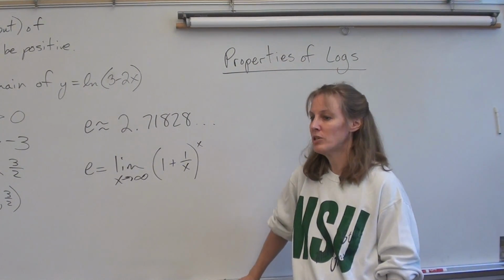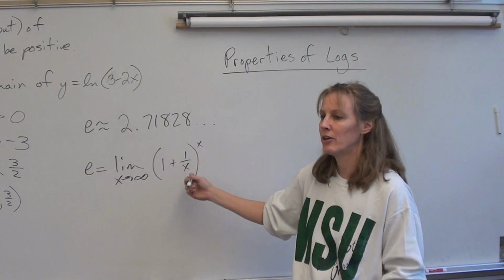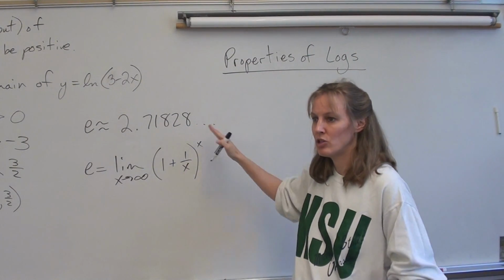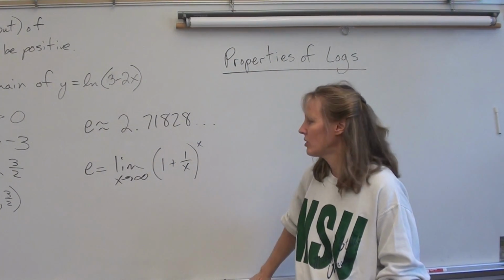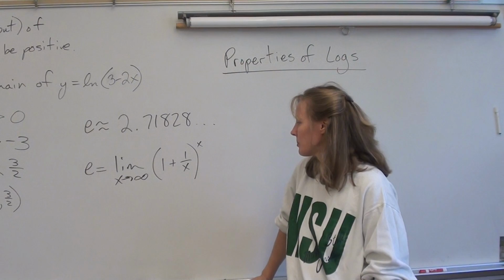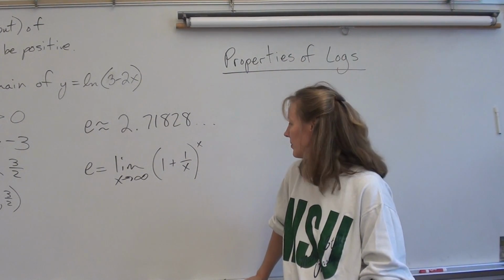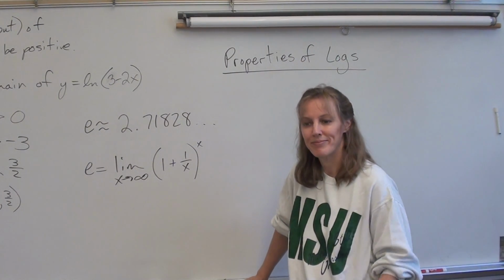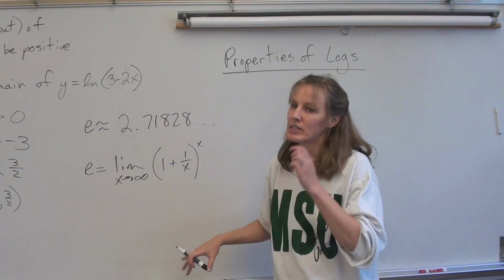So if you were to plug in increasingly large values for x, the higher you go, the closer you approximate e. The more digits you add for e, right? So anyway, e is the limit as x approaches infinity of this. So if you plug in 1, what happens? 1 plus 1, 2. You just get 2. That's pretty far off. But then you just keep going. So anyway, that's e.